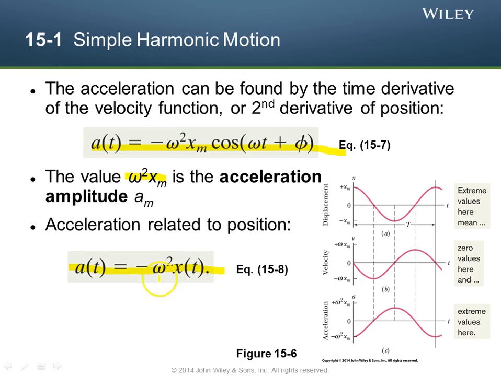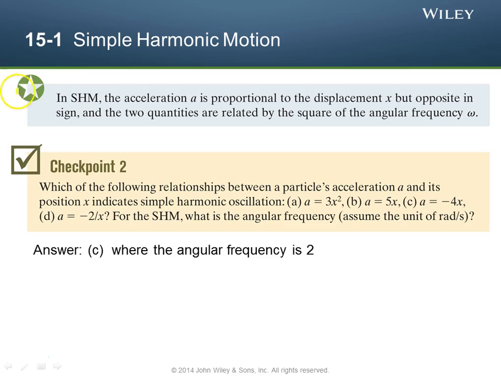And so we just multiply by negative omega squared, and we have our acceleration. This diagram here depicts a particular wave from position to velocity to acceleration. We can use our calculus to see that all of the correct extrema line up with zeros, and turning points line up with zeros, and so on. And so this gives us this key point here that in simple harmonic motion, the acceleration is proportional to the displacement but opposite in sign, and the two quantities are related by the square of the angular frequency.